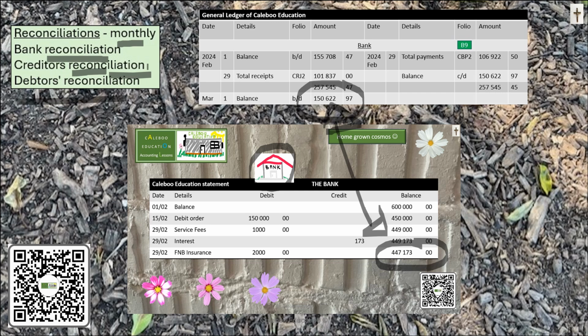Then there's also a debtors reconciliation. We check the control account in the general ledger against the debtors ledger balances, the debtors list, but I will do separate videos on the reconciliation. But part of the bookkeeper's monthly cycle is at the end of the month doing reconciliations.